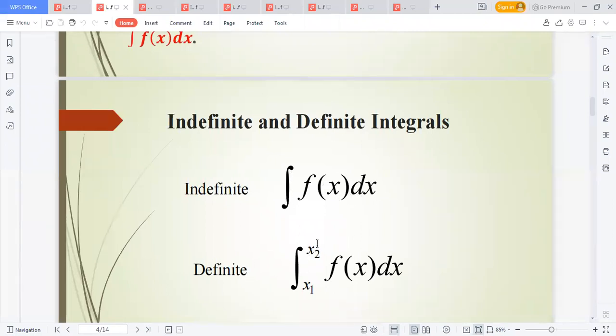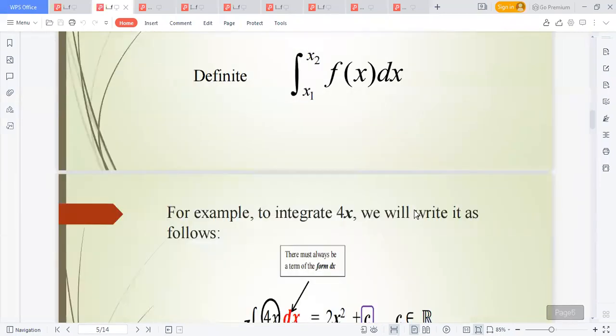The definite integral will have an upper limit and a lower limit. There will be two limits, one upper and one lower. That means we have to take the whole area or whole sum of area between these intervals x1 and x2, where the function is integrable. So the definite integral will be this and the indefinite integral will be like this. This is the main notation for denoting these.